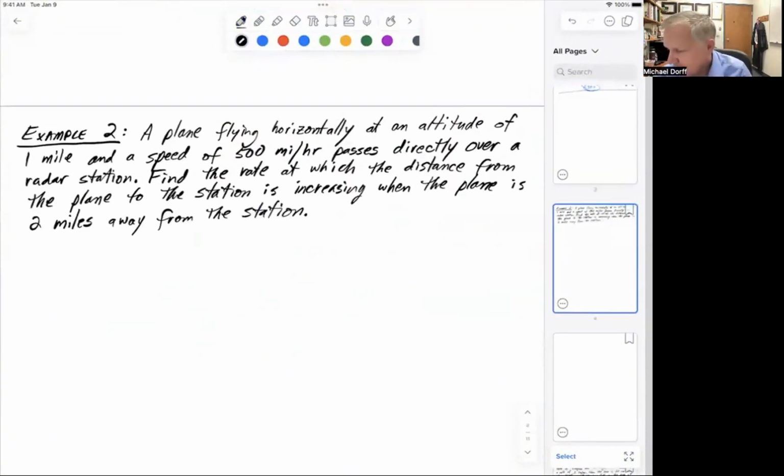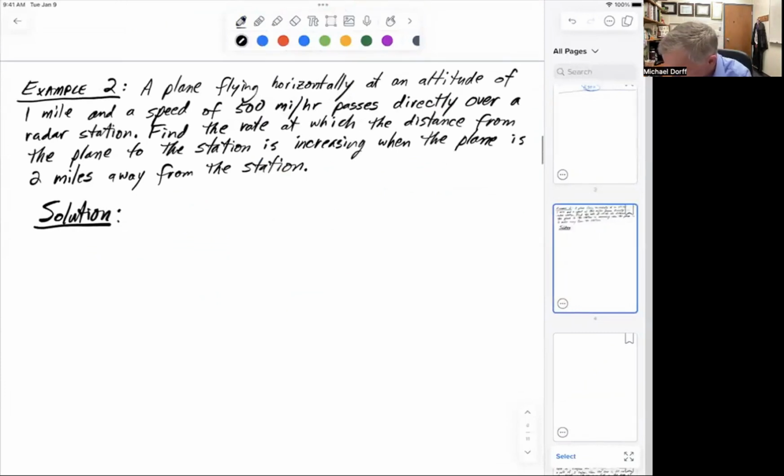A plane is flying horizontally at an altitude of 1 mile and a speed of 500 miles per hour, and it passes directly over a radar station. Find the rate at which the distance from the plane to the station is increasing when the plane is 2 miles away from the station. All right, so let's look at a diagram or a picture that relates this. So I have a plane here, and I'll try to draw a plane, kind of like a plane there.